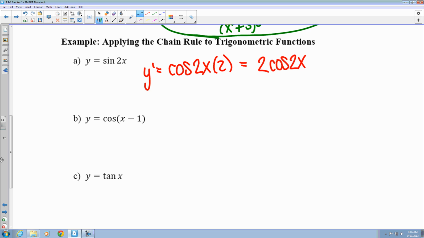Same thing with part B, except our inside this time is x minus 1, so it's a little bit easier to see our inside. Derivative of the outside is sine, we're leaving the inside alone, times the derivative of the inside, which is actually just 1. So we're done right there. Part C, let's put a 3 before our x because it wouldn't be the chain rule if we didn't have a number there. Take the derivative.